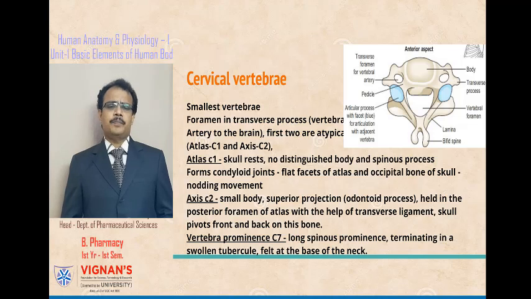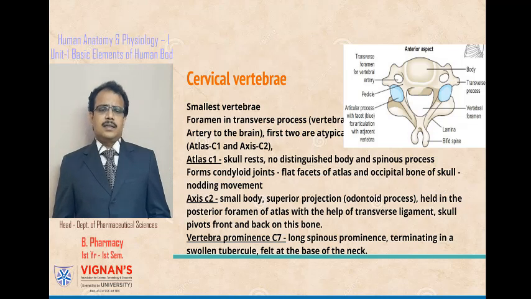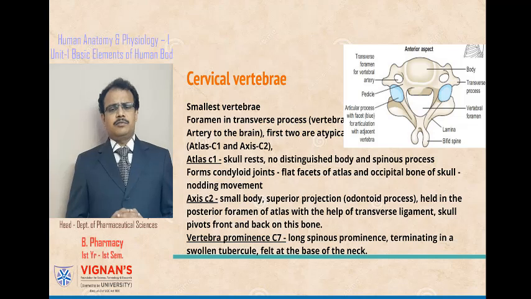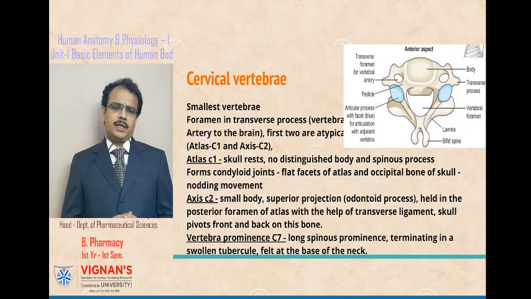Cervical vertebrae are the smallest vertebrae when compared to thoracic and lumbar vertebrae. And we have seen that there are 7 cervical vertebrae. And all these cervical vertebrae have certain common characteristic features. Let's see the characteristic features of a cervical vertebrae.